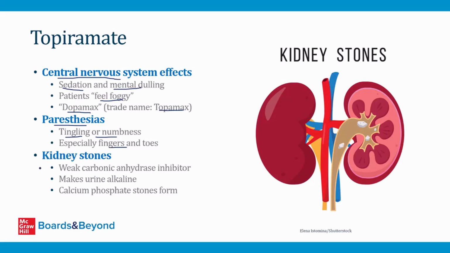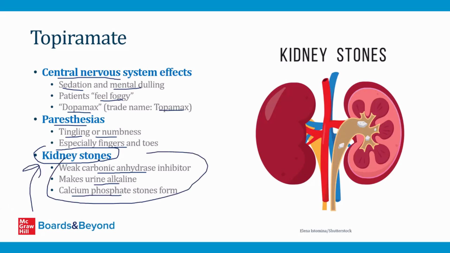And then lastly, this is super high yield for board exams. It can cause kidney stones. Why does it do this? It's because this drug is a weak carbonic anhydrase inhibitor, just like carbonic anhydrase inhibitor diuretics that I talk about in the renal section. So by inhibiting the enzyme carbonic anhydrase, it makes the urine alkaline, and that is a favorable environment for calcium phosphate stones to form. So many patients who take this drug develop kidney stones through this mechanism right here.